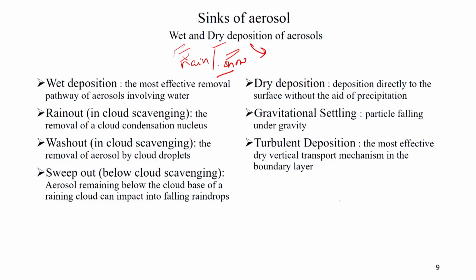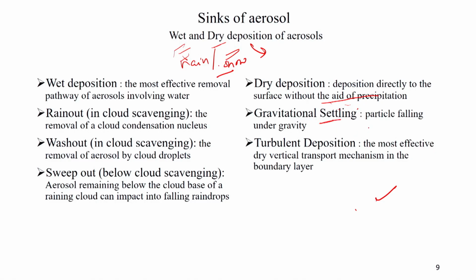Now the important point is how the dry and wet deposition will happen. We discuss wet deposition. How will dry deposition happen? It is deposition directly onto the surface without any aid of precipitation. There is no aid of precipitation. How will it happen? It happens by gravitational settling.